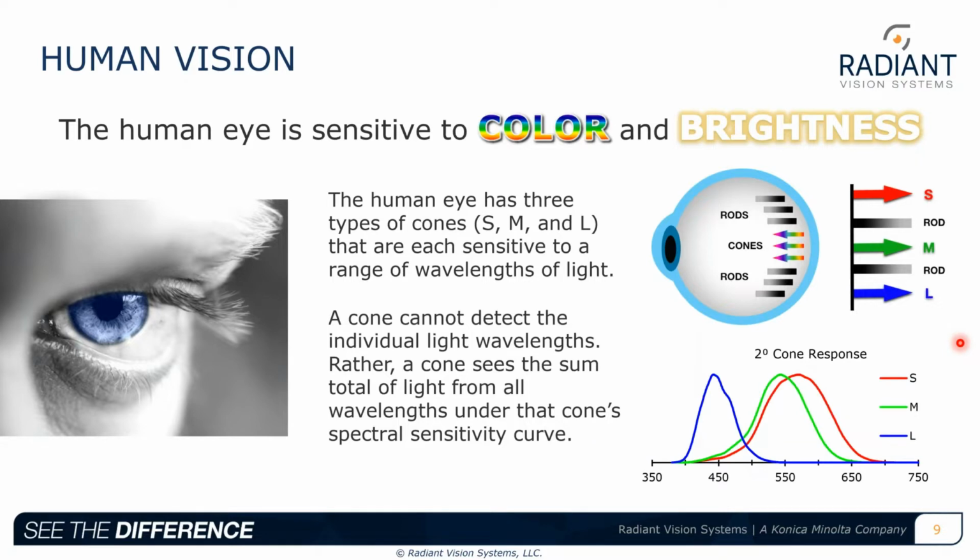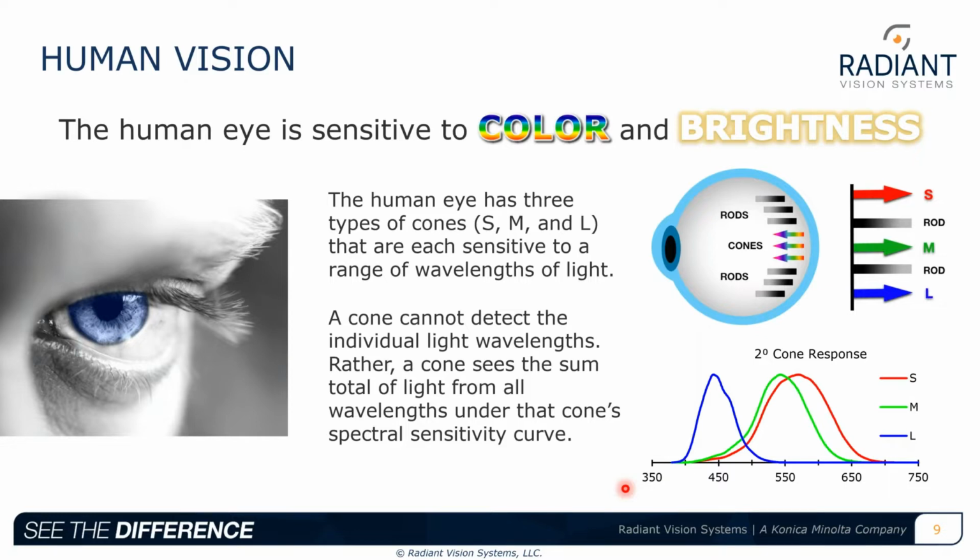As I was mentioning, the cones in our eyes can't detect individual wavelengths, rather they see the sum of the total light under that curve. Down here we have a rough spectral response of the three different cones in our eye. Again, the same plot where along the x-axis we have nanometers.